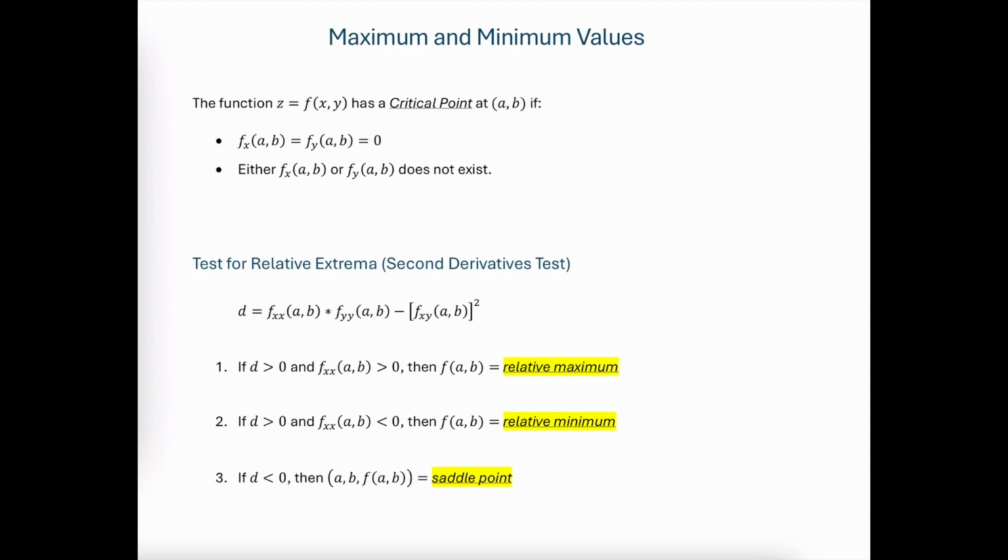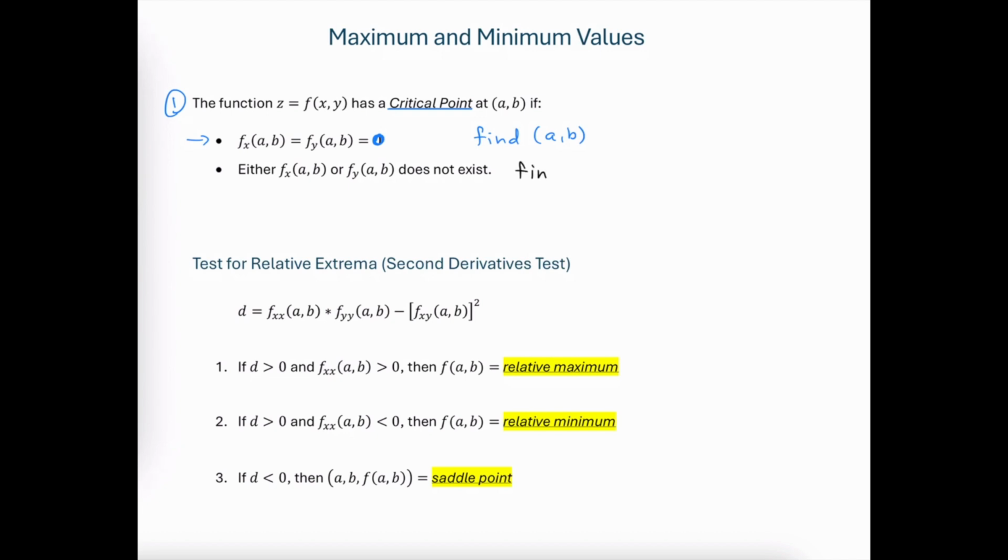We're now going to see an example of how to find the relative extrema on a surface. The first thing that we need to do is to find the critical points. And in order to do that, we'll calculate the first partials with respect to x and y and find the ab ordered pair in the domain that causes both of these first partials to have an output of 0.